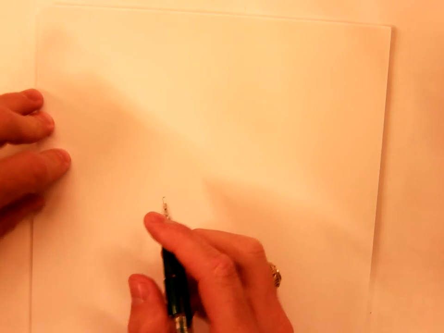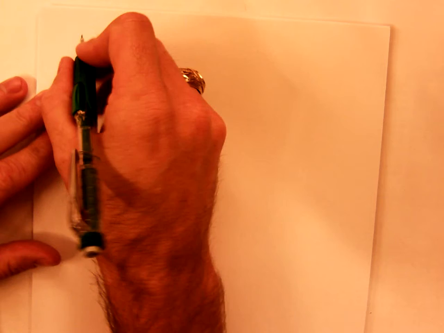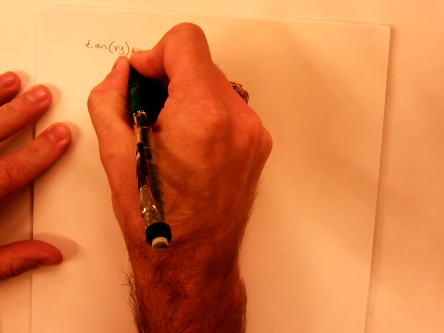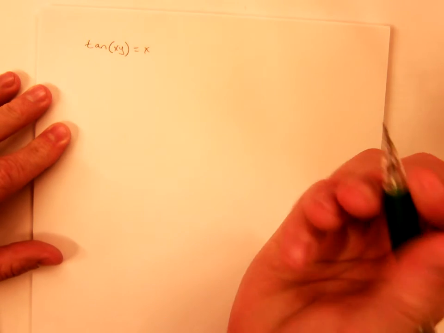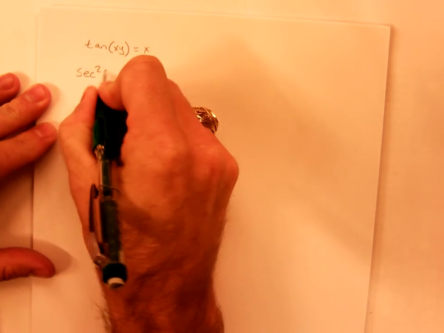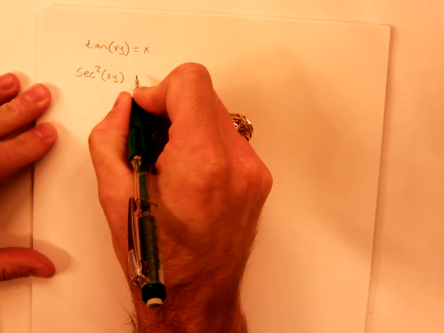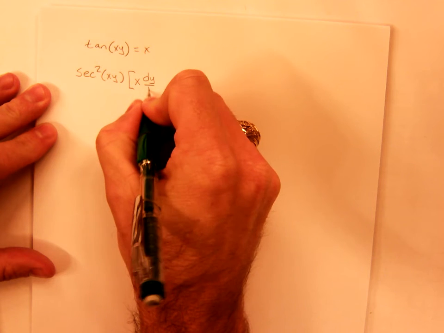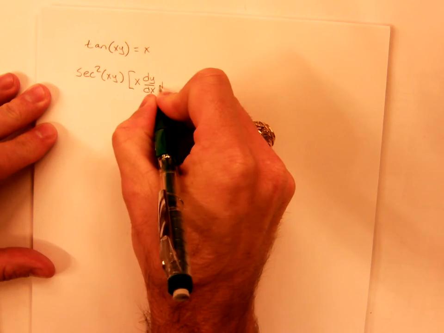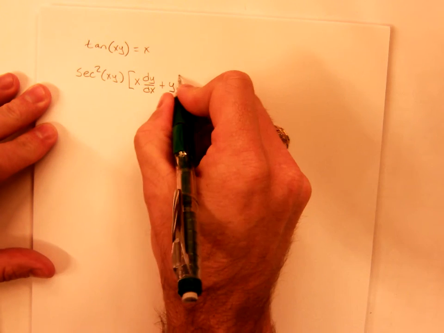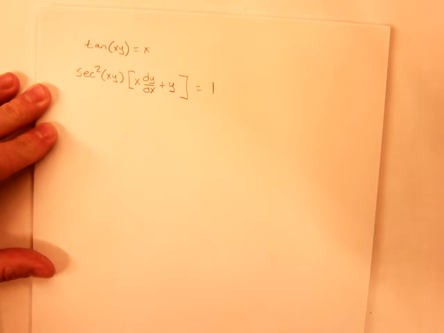If tangent xy equals x, then what is dy/dx? So tangent xy is equal to x. Take the derivative of both sides. That's going to be secant squared xy times (x dy/dx plus y dx/dx, which comes out to 1), is equal to 1.